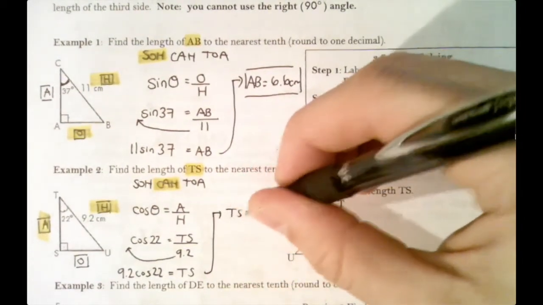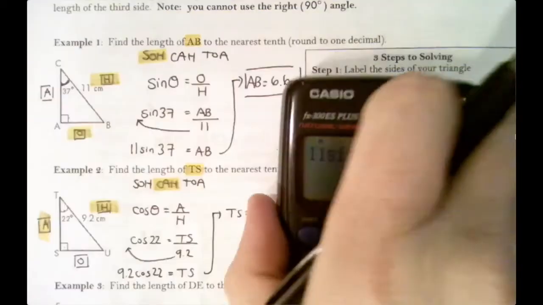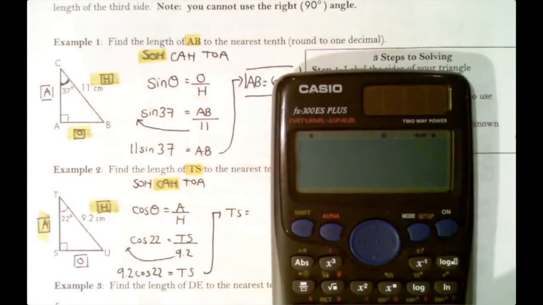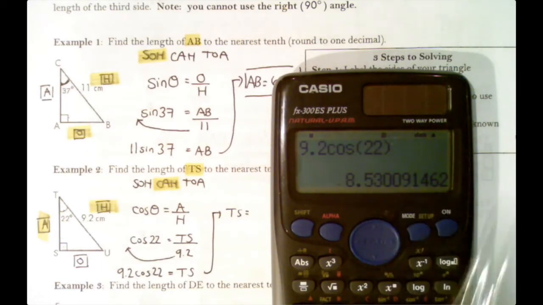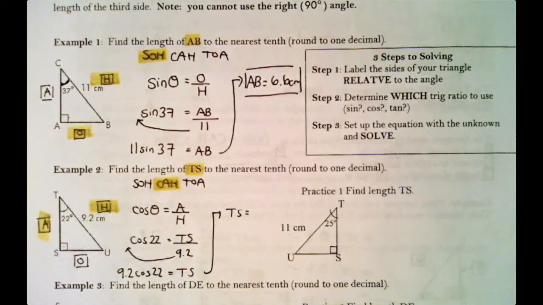And now we type that in our calculator. 9.2 cos 22. And we get 8.53, so we'll call it 8.5. And we're in centimeters.